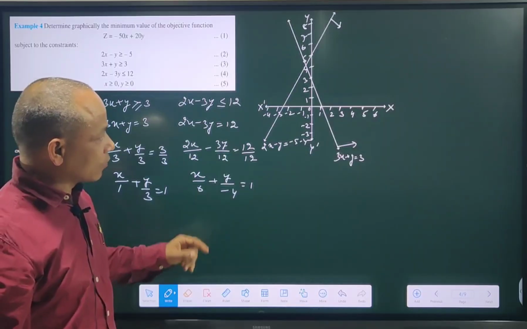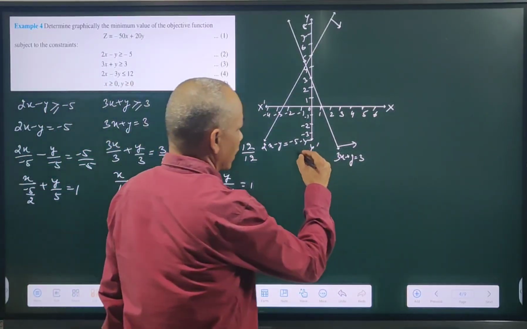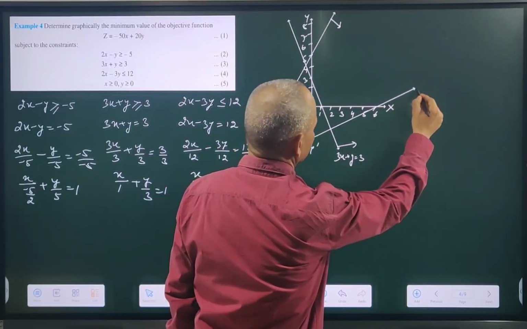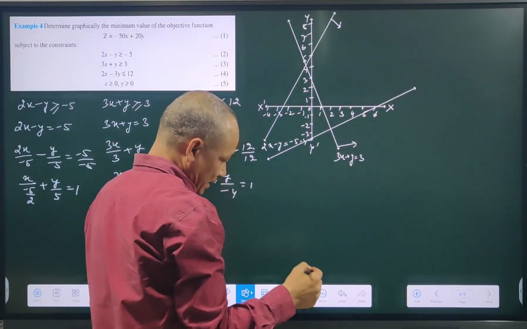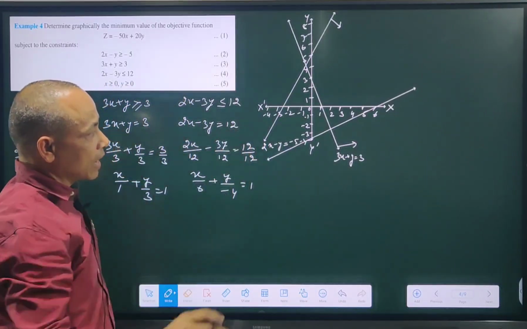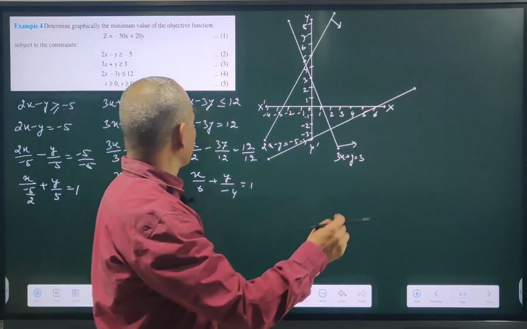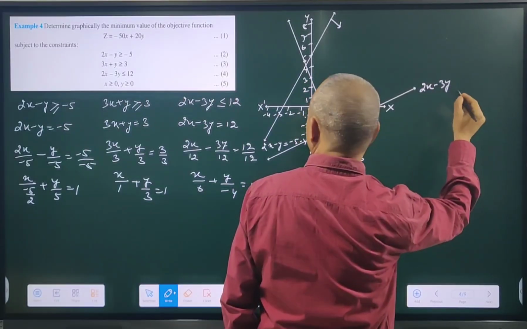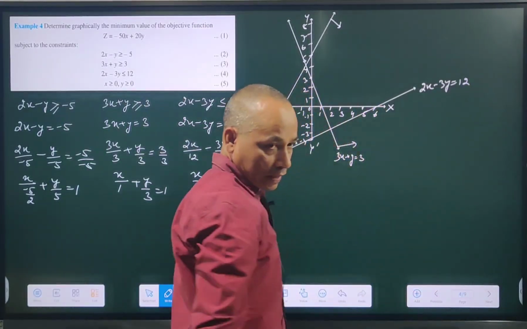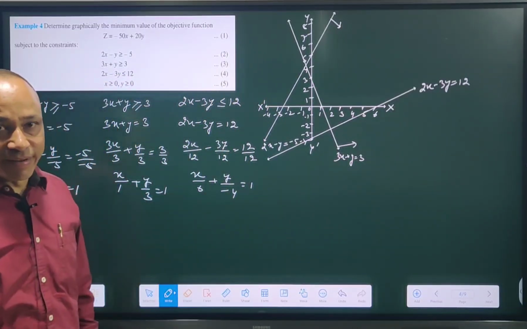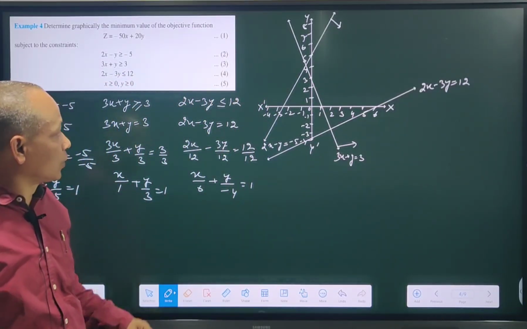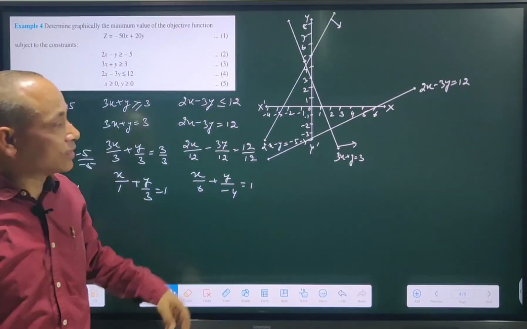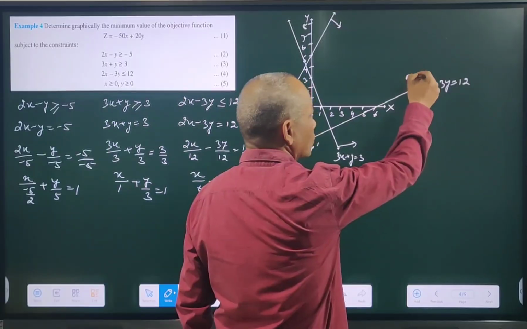Next, x by 6 and y by minus 4. On y you have to go to minus 4. And on the x-axis you have to mark 6. The equation that is being represented by this line is 2x minus 3y is equal to 12. Check the region that will be represented by this inequality. Put 0 comma 0. Is 0 less than or equal to 12? Yes, that means the region towards origin is to be shaded.